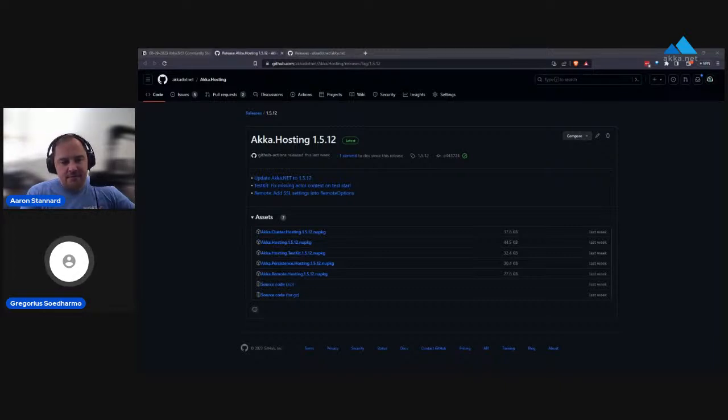And then we actually added SSL settings to remote options now, so people can actually start using SSL in hosting. Yeah, that was something I noticed when I was doing one of my on-site trainings for an Akka.net customer back in July. This company is very security focused, and they've been kicking the tires on Akka.net for many years. And Akka.Hosting was something new that they hadn't really interacted with much.